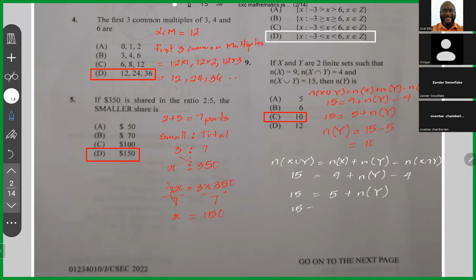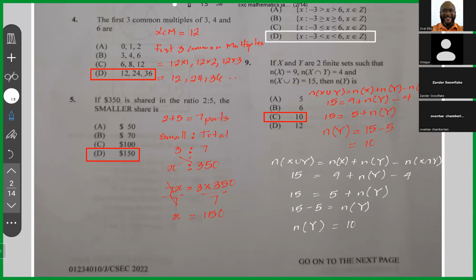Persons are still getting this question wrong, and it's time to stop. It's time to stop getting this question wrong. The answer is C. Please know this formula, learn this formula, and ensure that you're able to apply it when necessary. Number 5.